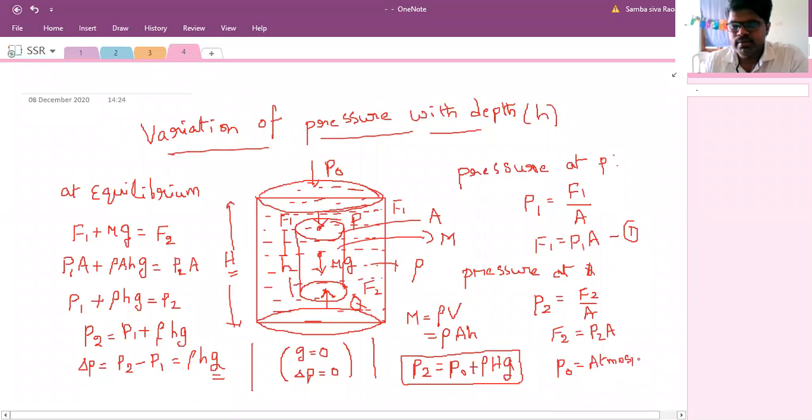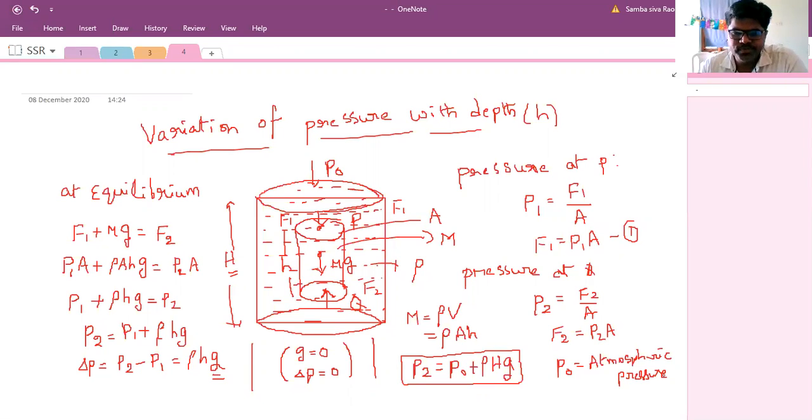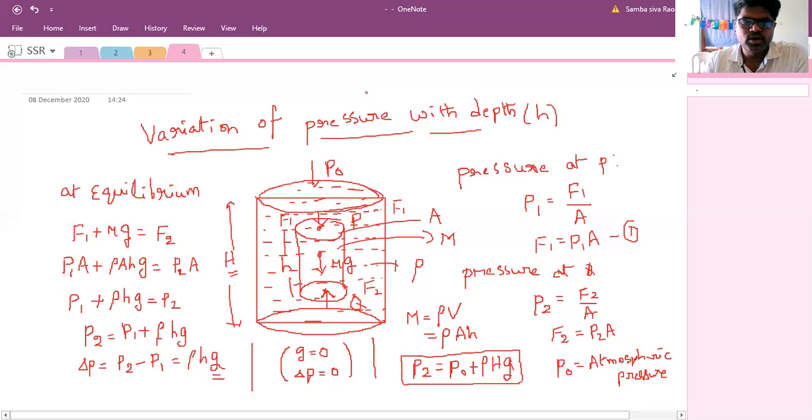Atmospheric pressure is the P0 I have taken. Then P2 is the pressure at the bottommost point of the container. P2 is equal to P0 plus rho capital Hg. Okay. So atmospheric pressure, how to calculate? By using a barometer, you can measure the atmospheric pressure. Are you clear this point? This is about the variation of the pressure with the depth H.